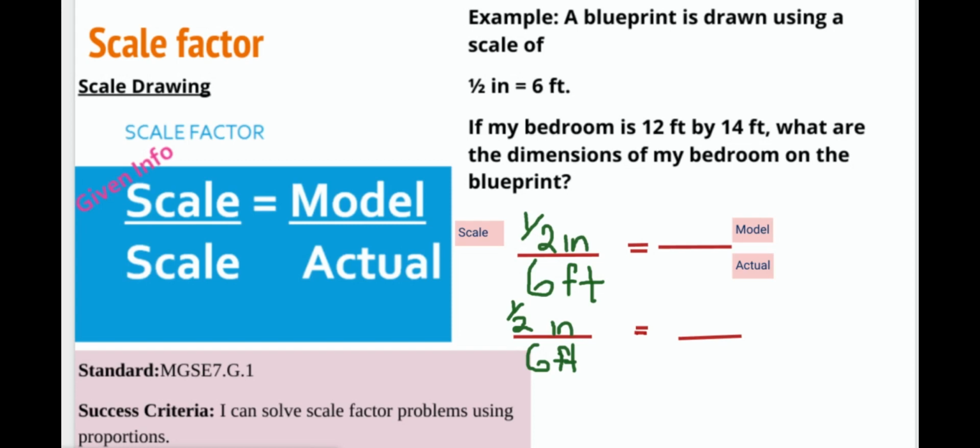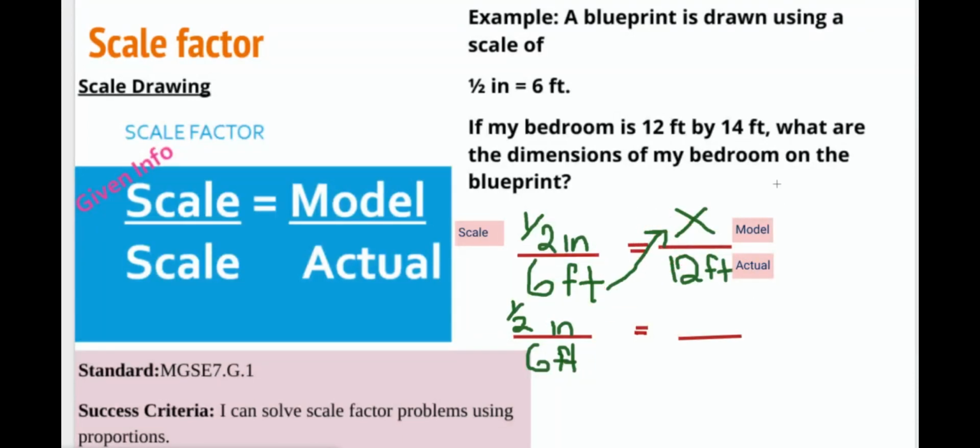Let's start by setting up our proportion to solve. We'll put in our given information, which is the scale, 1/2 inch over 6 feet, is equal to the model. We do not know the dimension for the model, so we use X, over 12 feet for the length of the room. Now we have a proportion to solve. To solve all proportions, you cross multiply, set up an equation, then solve for the unknown.